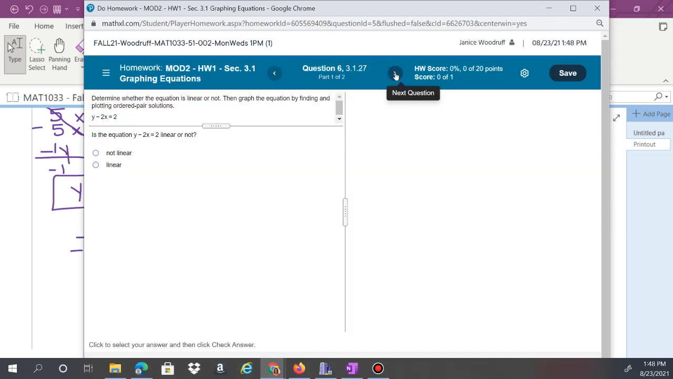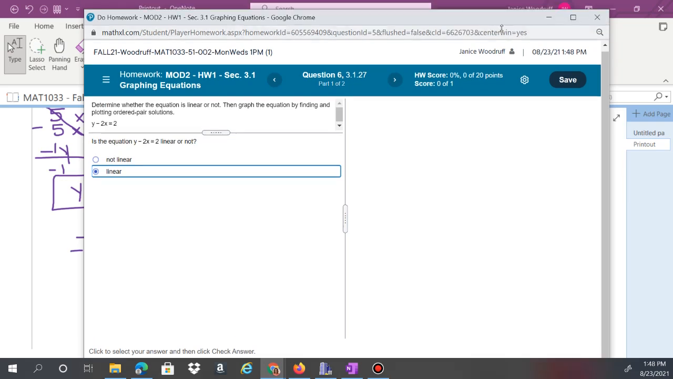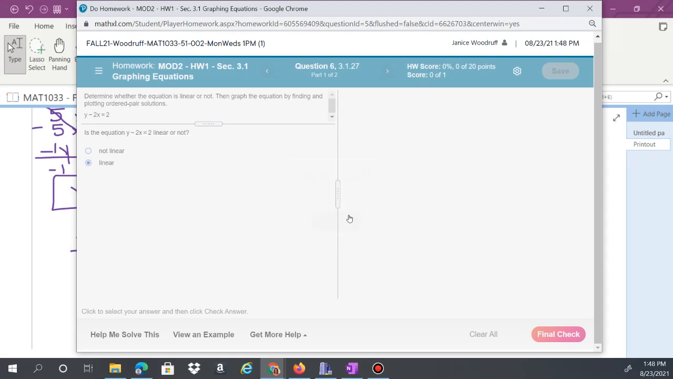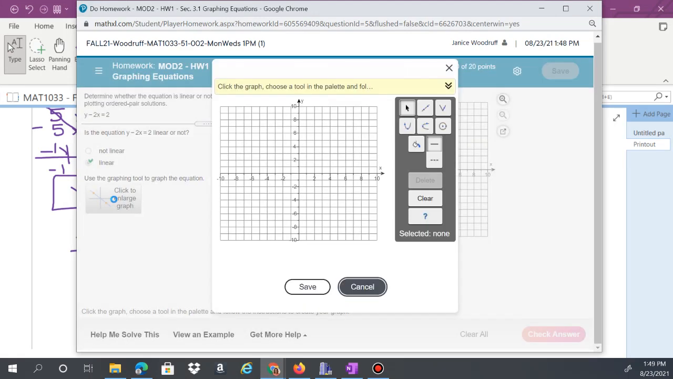Not graphing just yet. Okay, so here's a very similar example. Is this linear or not? You have y minus 2x equals 2. Linear. You go to linear, and then you go to check answer. And then it's going to ask you to graph using plots. So we want 2 points. What you're going to do is get your points, go through that, and then click here.